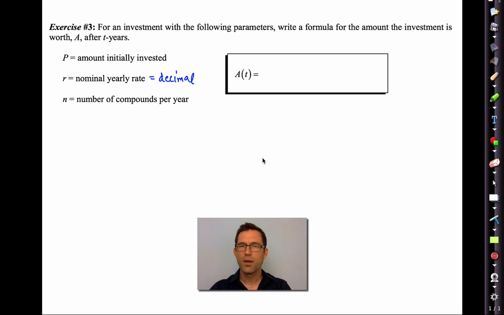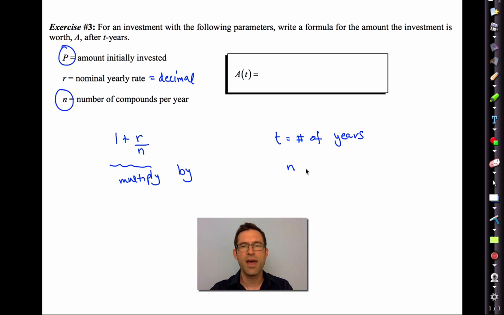All right, well, here's the deal, right? What would we multiply by? Well, normally we'd multiply by 1 plus R. But now we have to divide that R out by n times a year. So this is my multiplier, right? This is what I multiply by. Of course, the P is what I start with. Now, how many times do I multiply by? Well, T is the number of years.